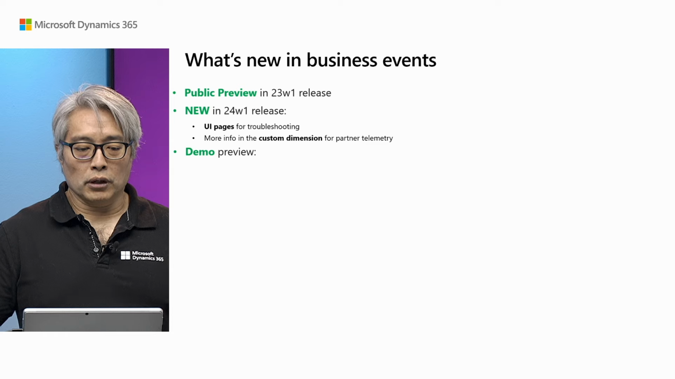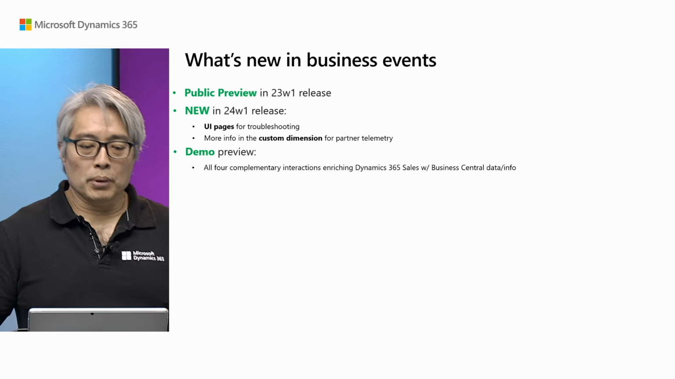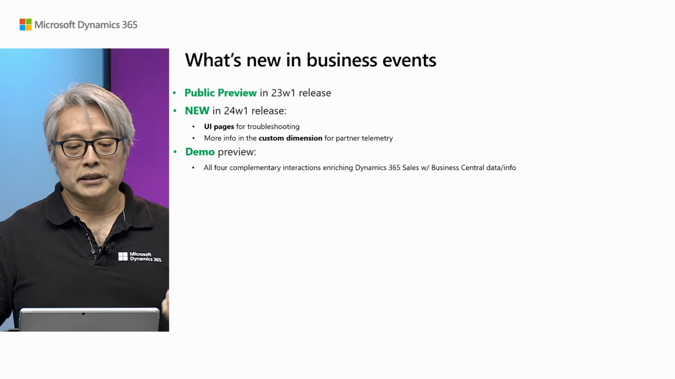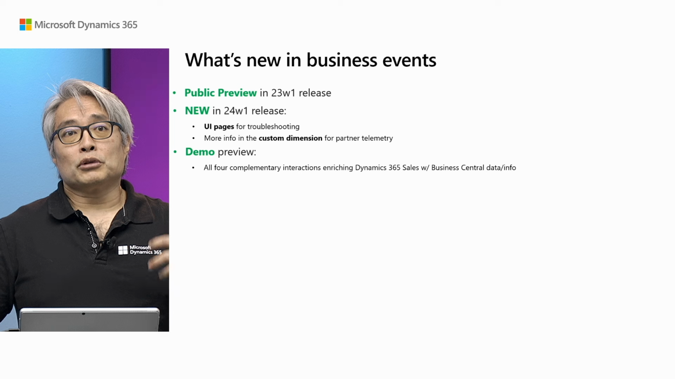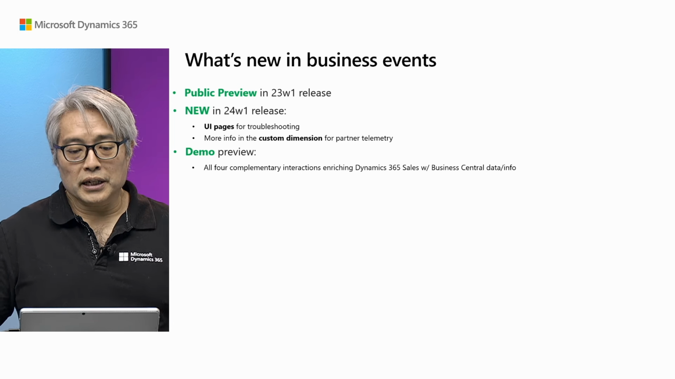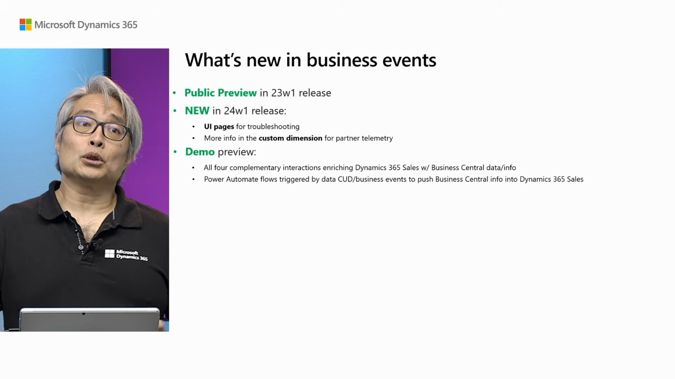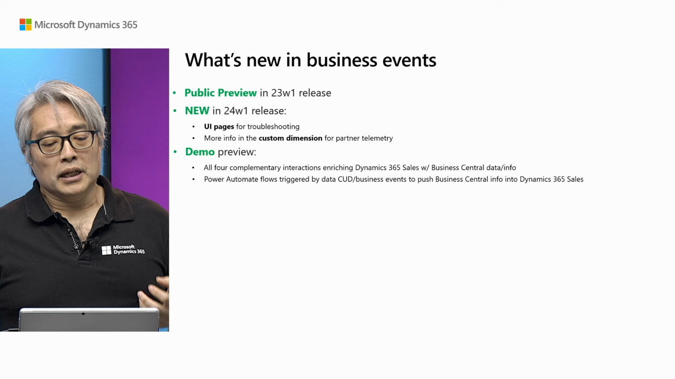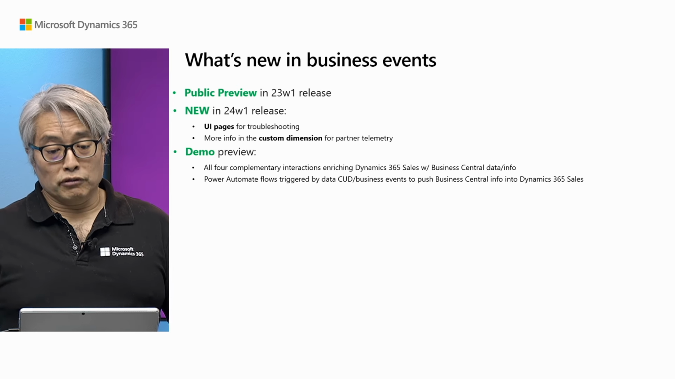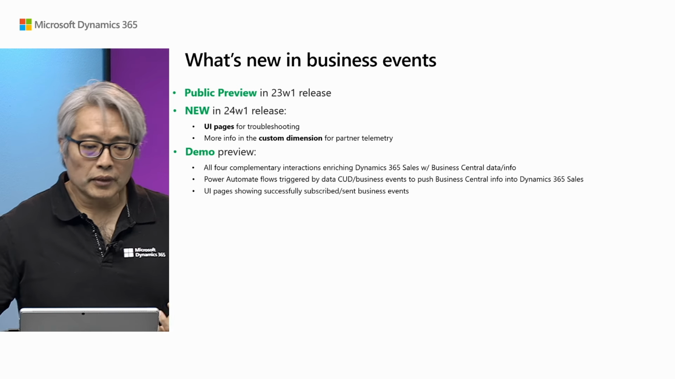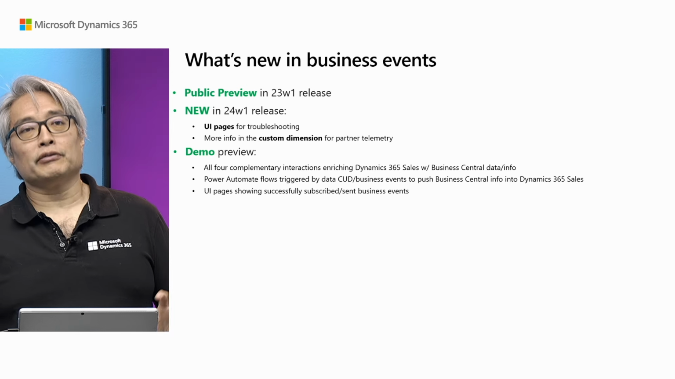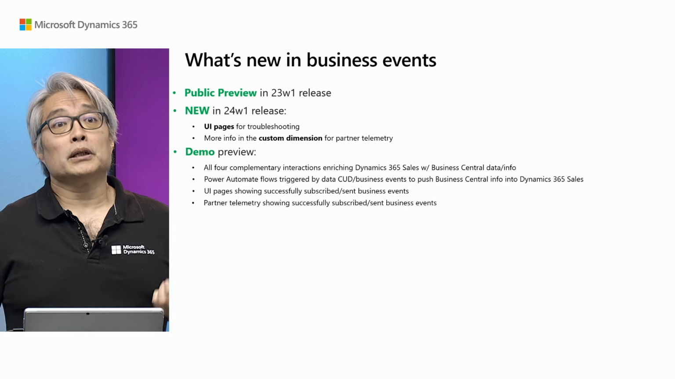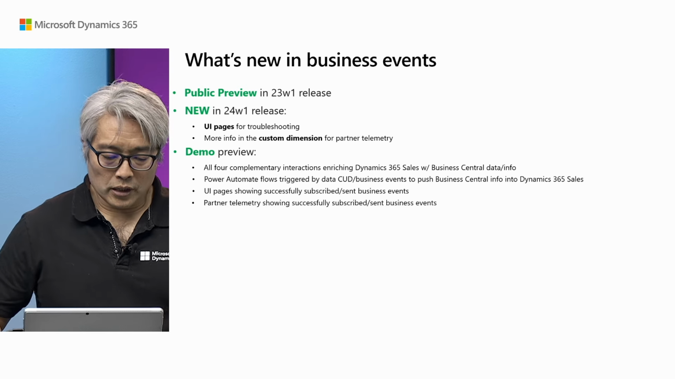In the demo later, I will show the following. I will first show the four complementary interactions for Dataverse integration that enrich one of the apps running in Dataverse, in this case Dynamics 365 Sales. We will enrich Dynamics 365 Sales with Business Central data and information, right? I will show Power Automate flows triggered by data changes, create, update, and delete, and also Business Events that will push Business Central information into Dynamics 365 Sales. Then I will show the UI pages showing the successfully subscribed and sent Business Events, and finally the partner telemetry showing the same. All right, let's go to the demo.